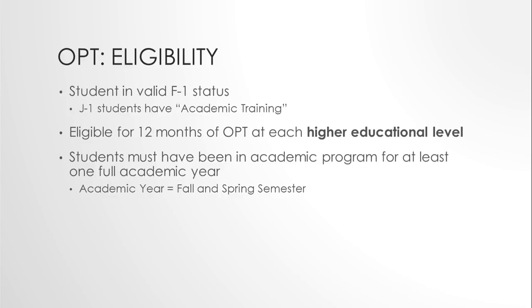A student couldn't do a master's, work on OPT, and then go to the undergraduate level for OPT. That wouldn't be allowed because the US government wants to see that students continue to make upward progress in their educational program.